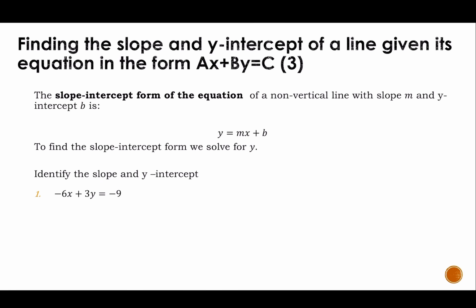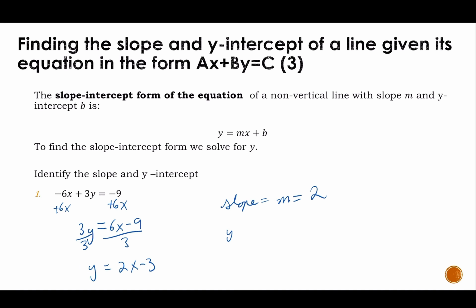For my last example on this topic, I have negative 6x plus 3y equals negative 9. I add 6x to both sides to start isolating my y term. I divide both sides by 3 to get the coefficient in front of my y to be a 1. So I have y is 2x minus 3. So here my slope, which we also label m, is 2. And my y-intercept, which sometimes we call b, especially in this formula, is negative 3. Or I could write it as an ordered pair.